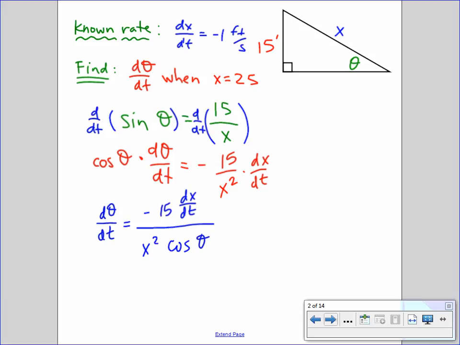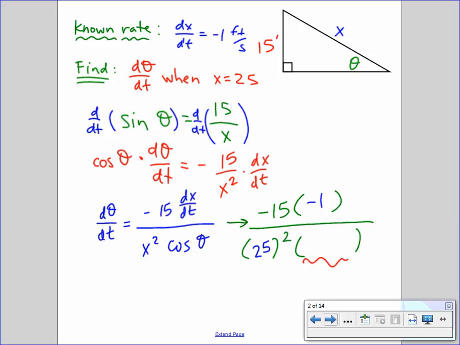Awesome. Now and only then will we go ahead and evaluate this for my x equals 25 and see what we can generate. So my d theta dt is going to be given by negative 15 times dx dt over x squared times cosine theta. Wow, we've got a lot of things there, Mr. Fritz. So let's see. dx dt was negative 1. At the instant when there's 25 feet of line out, so that's 25 for x, quantity squared, and that missing information here, right, is my cosine of theta.